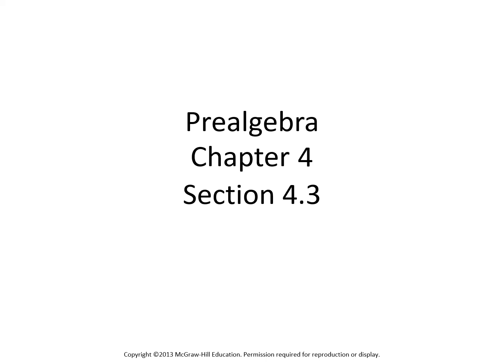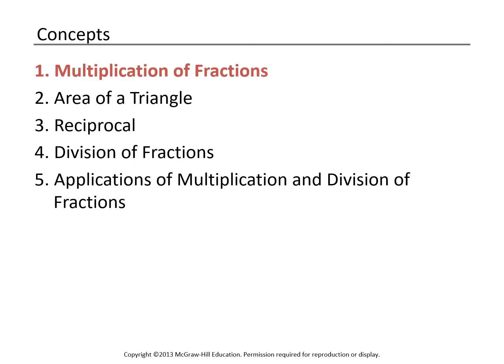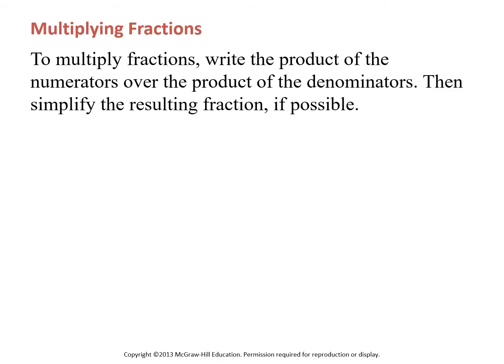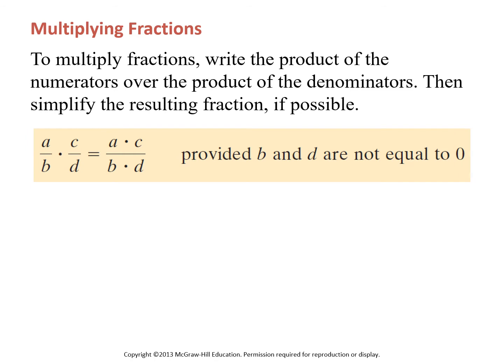This is section 4.3. We're looking at multiplication and division of fractions. To multiply fractions, write the product of the numerators over the product of the denominators, and then simplify the resulting fraction if possible. So we are going to multiply across the numerators and across the denominators.